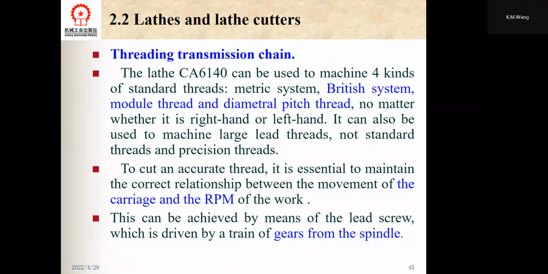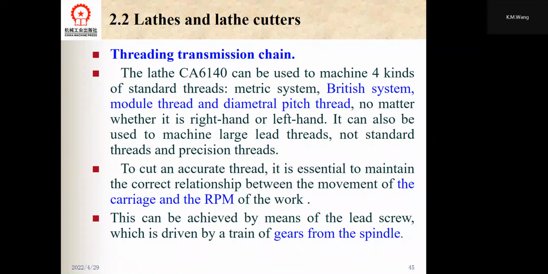The threading transmission chain. In the lathe CA6140, it can be used to machine 4 kinds of standard threads: metric system, British system, module thread, and diametral pitch thread. No matter whether it is right hand or left hand, it can also be used to machine large lead threads, non-standard threads and precision threads.